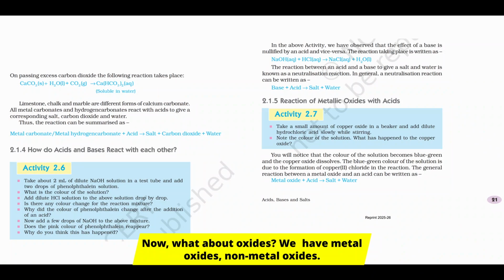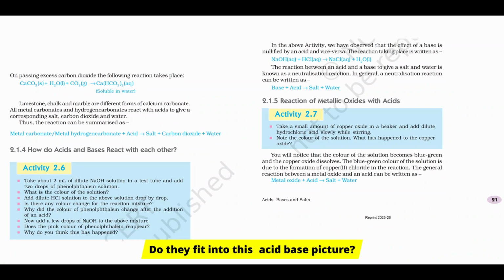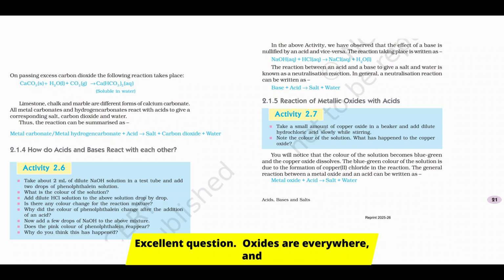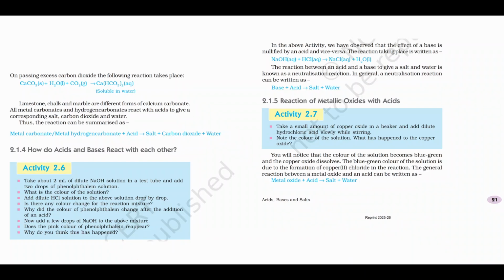Very insightful. Now, what about oxides? We have metal oxides, non-metal oxides. Do they fit into this acid-base picture? Excellent question. Oxides are everywhere, and yes, they play a significant role. We can classify them based on their acidic or basic behavior by seeing how they react. Let's start with metallic oxides.